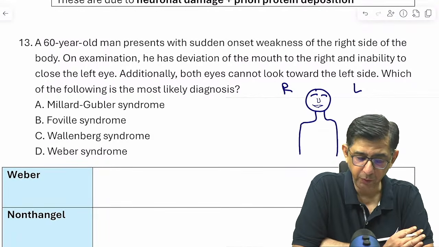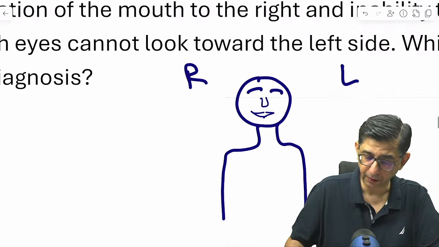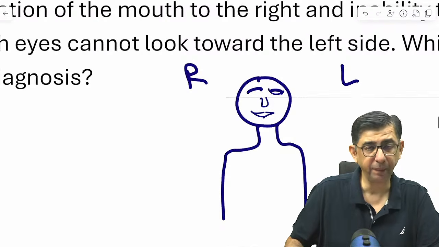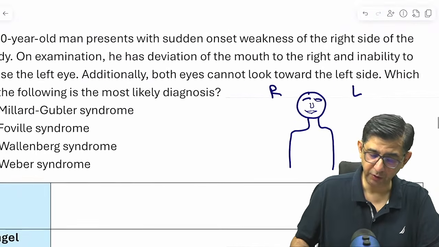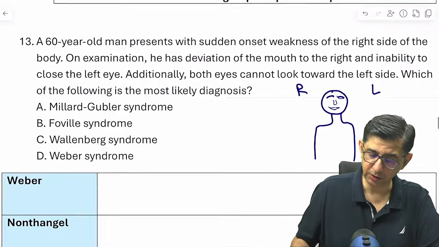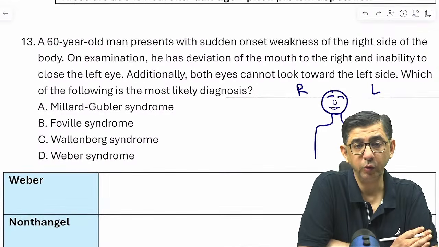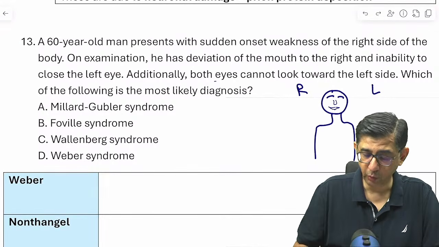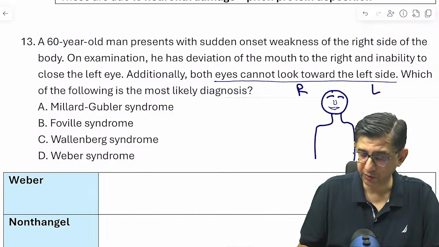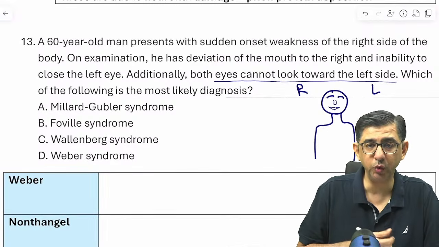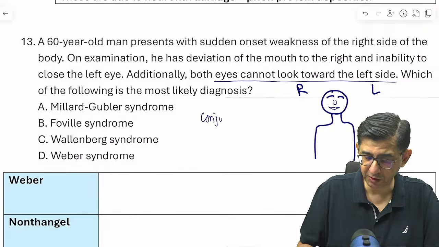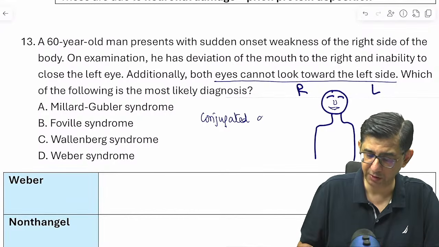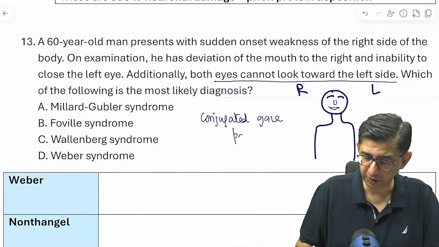He is having inability to close the left eye. That's another point. And then he says, additionally, both eyes cannot look towards the left side in the patient. The most important thing for this question is the last line, that is, both eyes cannot look towards the left side of the patient, because for this you need a conjugate. This is what is called a gaze palsy. The key word given is conjugate gaze palsy. If you are able to pick that up, remaining things will become a piece of cake. Conjugate gaze palsy is present.